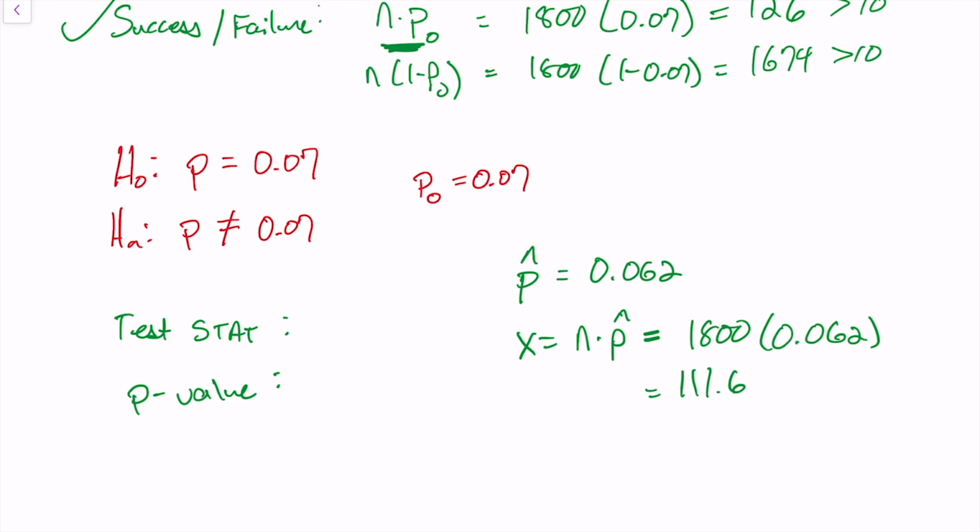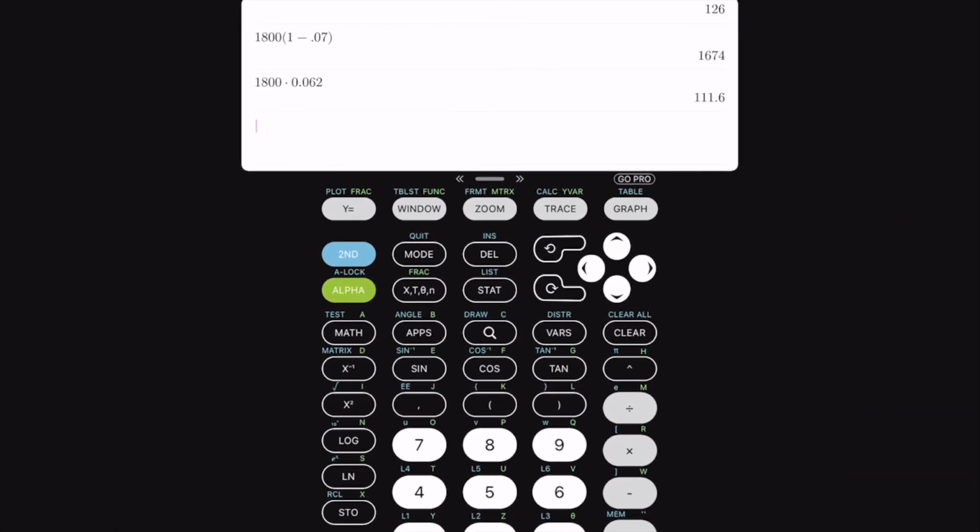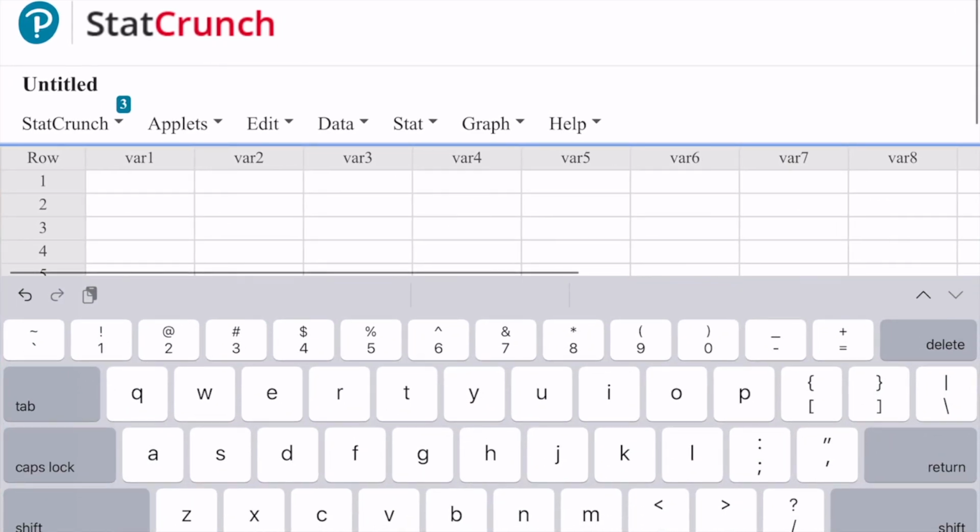Okay, so guys, what we typically do with these is represent successes as a whole number. And so what I always like to do, no matter what the number is, if it's a decimal, is round up to the nearest whole number and make that 112. So that means that in our sample, out of 1,800 businesses, 112 of them were minority owned. So now we can go to StatCrunch. We have all the information we need.